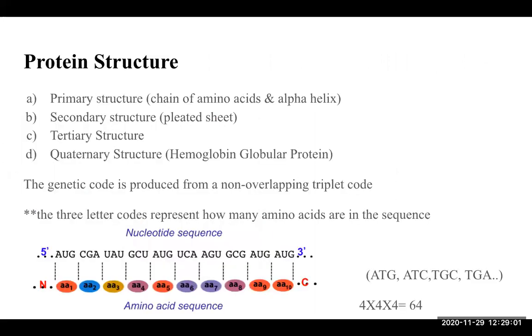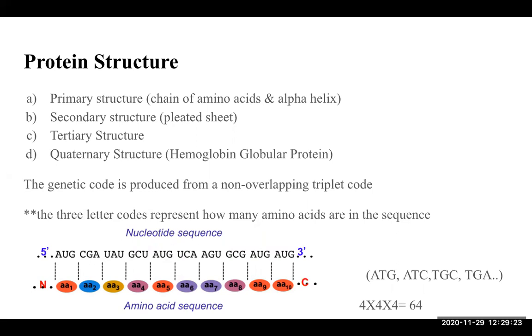Next slide, please. So what makes up a protein? Protein structures consist of 4 parts: the primary structure, which is the chain of amino acids, and the alpha helix, the secondary structure, which is the pleated sheet, the tertiary structure, and then the quaternary structure, which is the hemoglobin globular protein. The genetic code is produced from a non-overlapping triplet code.